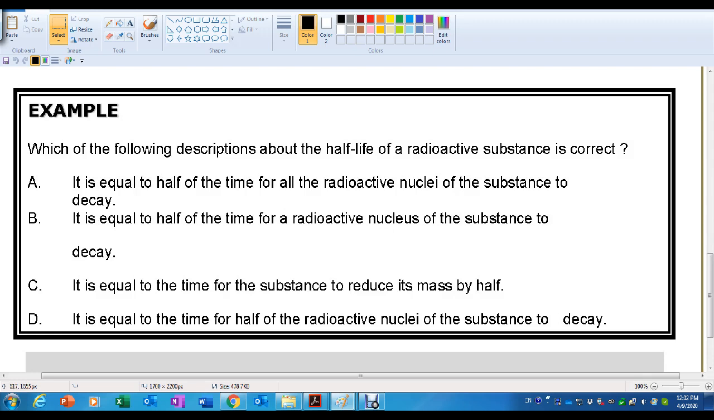The key here is half of the time. Half of the time is good, but how about all the radioactive nuclides? If half-life is half the time for all the radioactive nuclides to decay, that means in 2 half-lives, all radioactive nuclides will be gone, right? Is that the case? No.